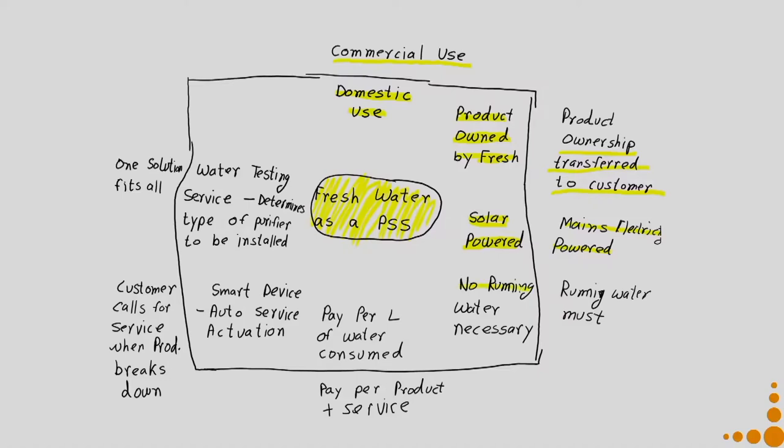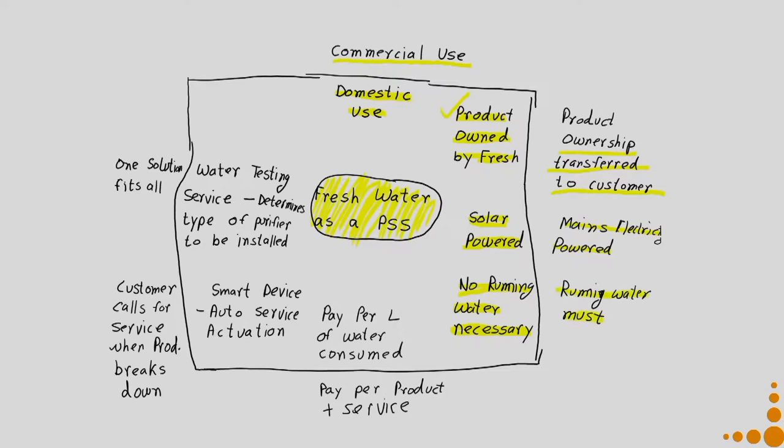Then comes, no running water necessary. Again a product characteristic definition. This will have all these things, solar powered, no running water necessary. They will have an implication on your product specification. Whereas the domestic use will also have an implication on your specification. Product owned by Fresh will have an implication on how you make money out of this scheme, how people pay for it. So I put running water outside.